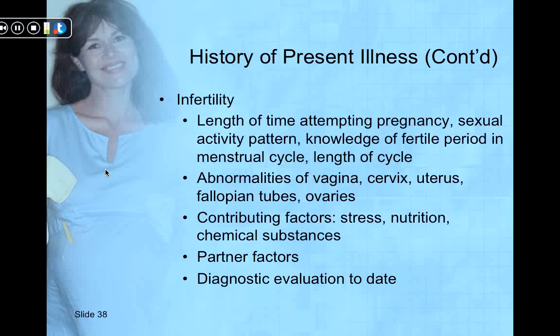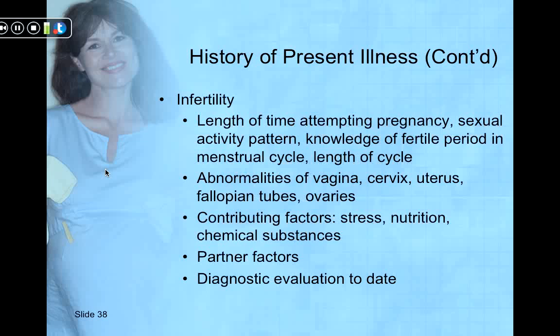Infertility can be a very hard thing to talk about. You need to talk to them about their length of time attempting pregnancy. Usually, if it hasn't been a full year, it's not really under the umbrella of infertility yet. Sexual activity pattern. If your husband lives out of town and you're only having sex like 4 times a year, probably your chances of getting pregnant obviously are going to be less.